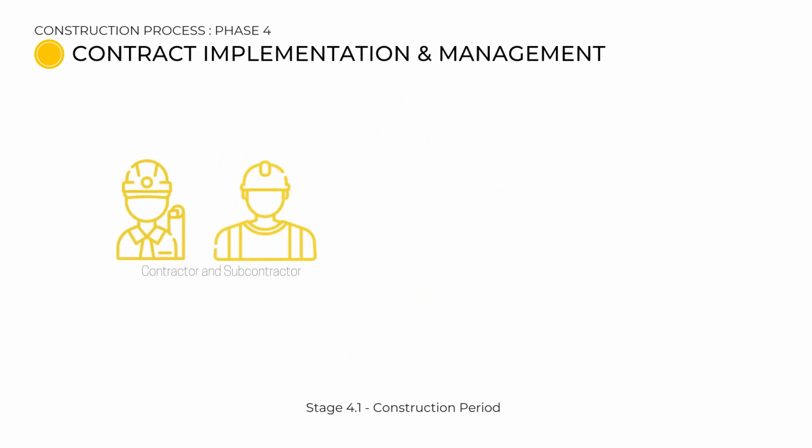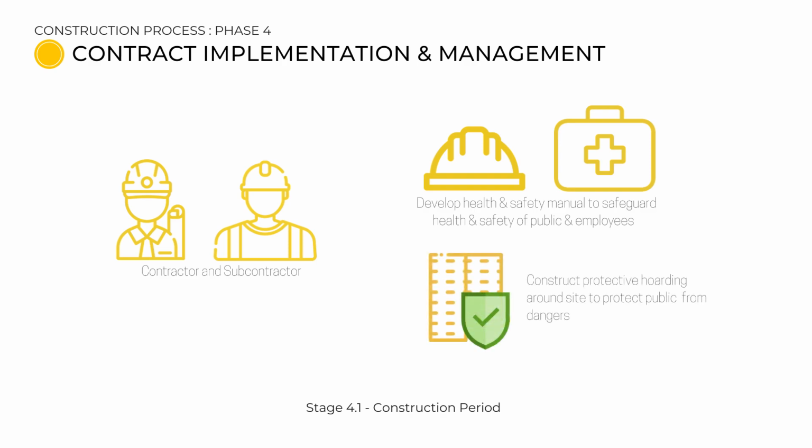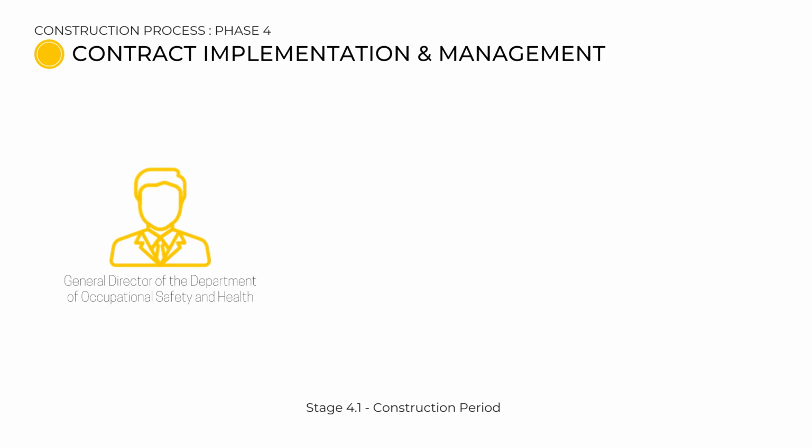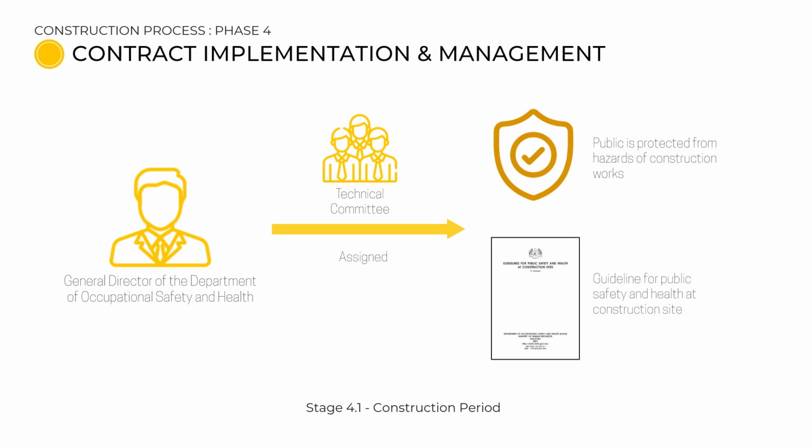The contractor and subcontractor develop a health and safety manual to safeguard the public and employees. Protective hoarding is constructed around the site to protect the public from dangers before construction works begin. The General Director of the Department of Occupational Safety and Health will assign a technical committee to ensure the public is protected from hazards associated with construction work, according to the guideline for public safety and health at construction site.